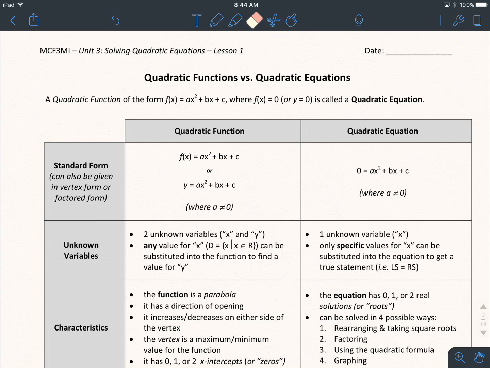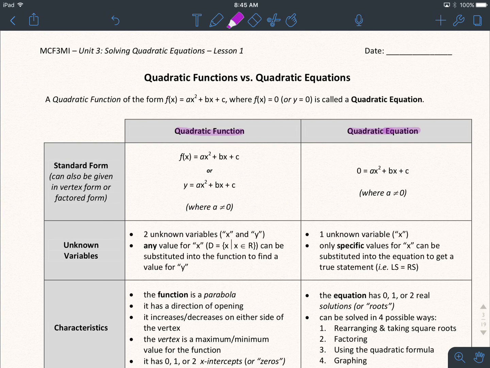This builds really nicely on the unit that we just worked on, which was quadratics and their various forms. So this unit is really about making a distinction between a quadratic function and a quadratic equation.